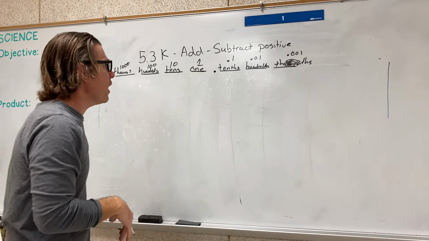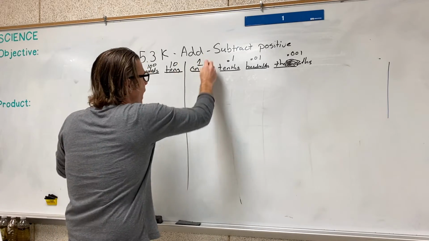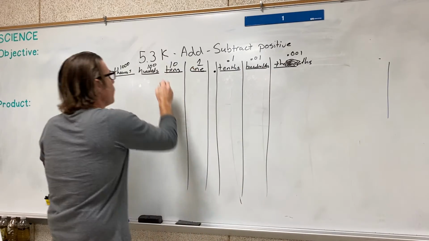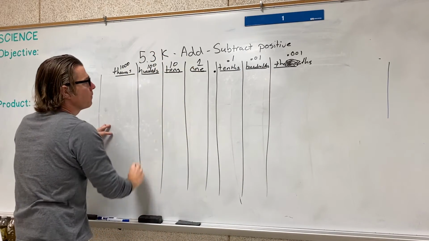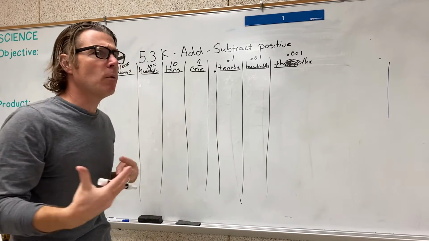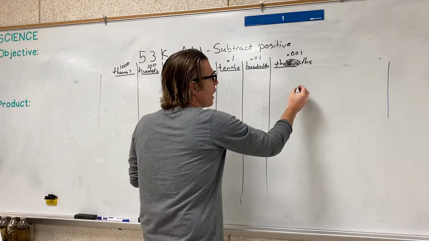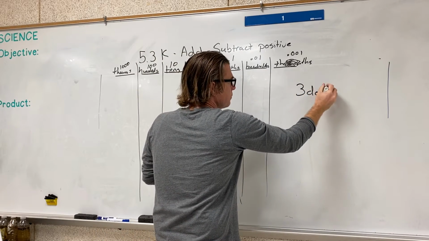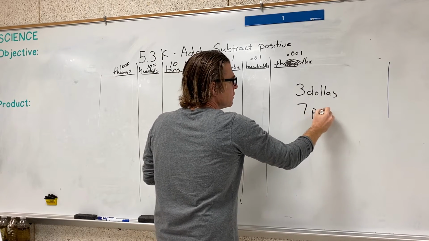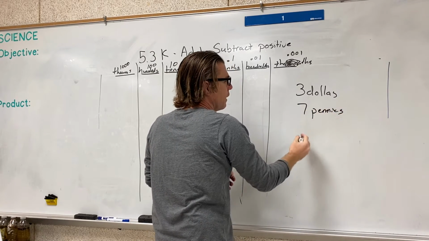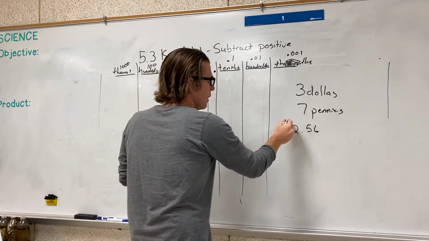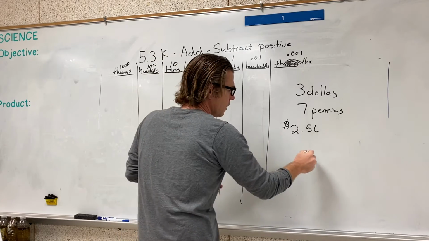So let's imagine you got a problem coming up, and you have to add, subtract decimals. We don't want to make a dumb mistake. So we're going to place our decimals into here, but let's do a math problem with money. So I have $3, and then I have 7 pennies, and then I have $2.56, and I don't know what else, a dime.